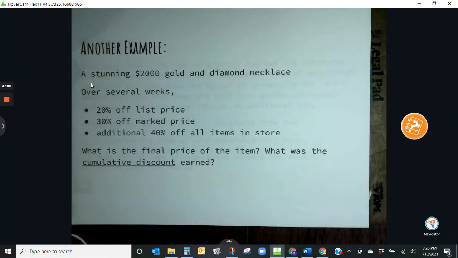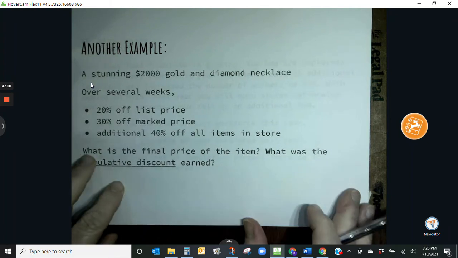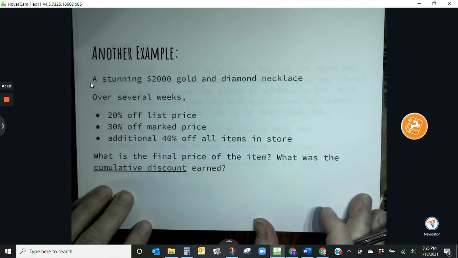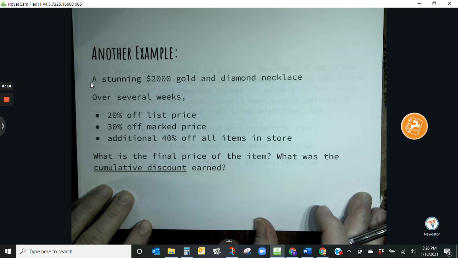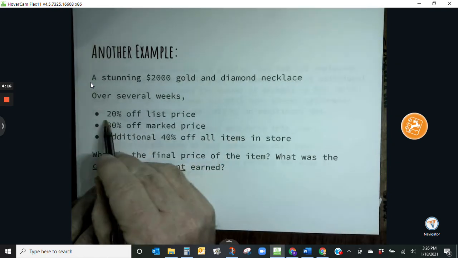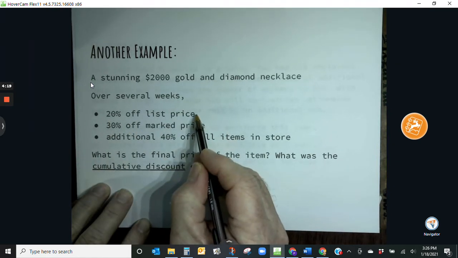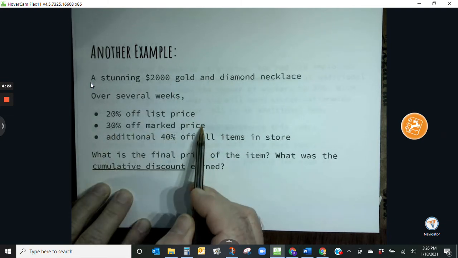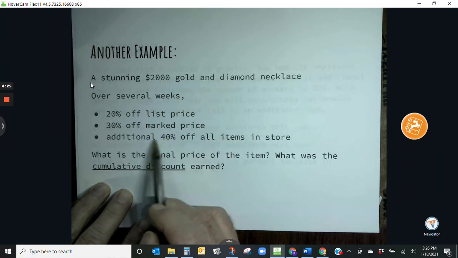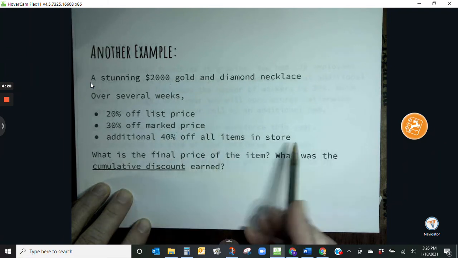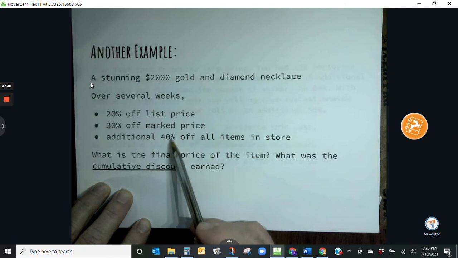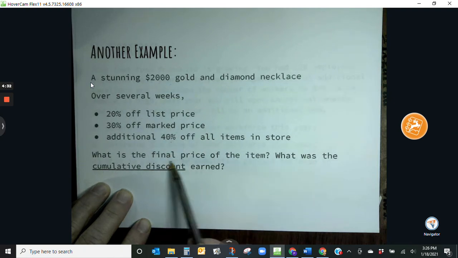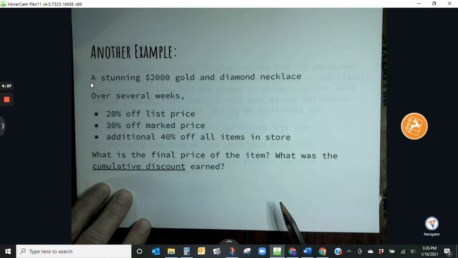Let's look at another example. A stunning $2,000 gold and diamond necklace. Over several weeks, this is what happened to it. 20% off the list price, that's the price that it was marked. 30% off the marked price then. And then an additional 40% off all items in the store. So this item is going to be marked down even more. What is the final price of the item? What was the cumulative discount earned? So, what happened to it?